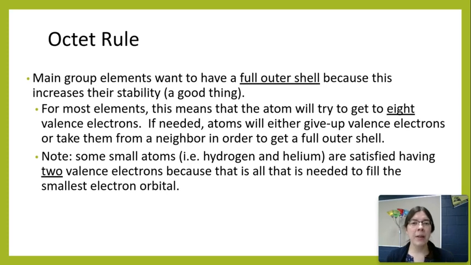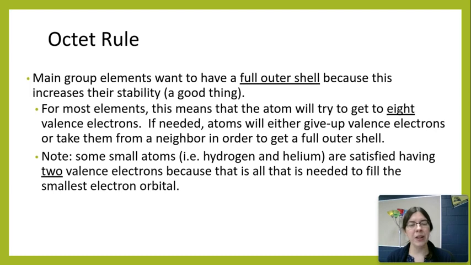So the main group elements want to have full valence shells, meaning that their outer ring needs to be filled up to the maximum amount, because this makes atoms more stable, and that's a good thing. Now, for most atoms, this means they need 8 valence electrons. That's where the name octet comes from. So octet means 8, so the octet rule is the rule of 8. So some atoms either need to gain or lose electrons in order to get to that magical number of 8. If we think about it, though, the noble gases, they already have a full outer shell. They're stable. That's why they don't form bonds very easily.